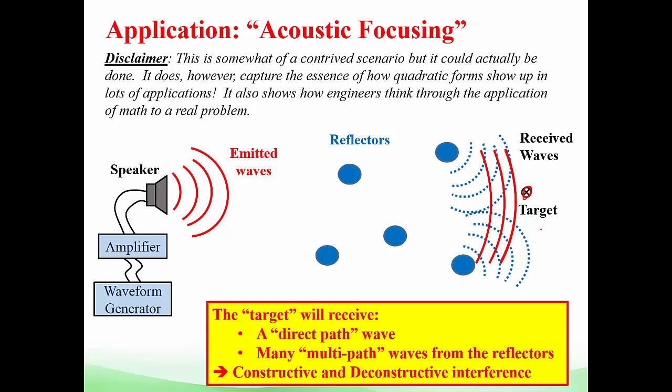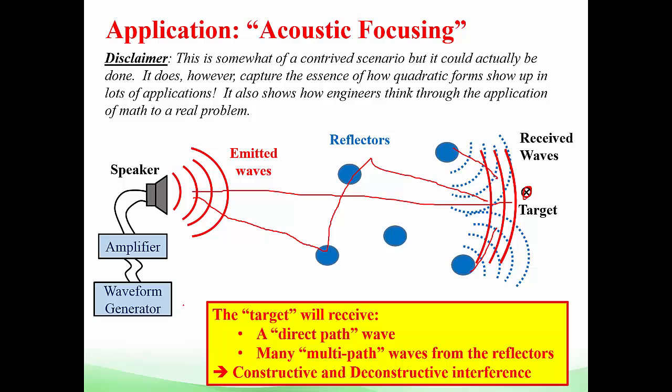So what's happening here? The target will receive the direct path, that's these red things coming directly from here to the target, and it will also receive a bunch of reflections. I'm only showing 2, but with 5 reflectors, we would get at least 5 reflections. What I'm ignoring here are double reflections. So I'm ignoring something that goes here and then bounces to here and then goes to there.